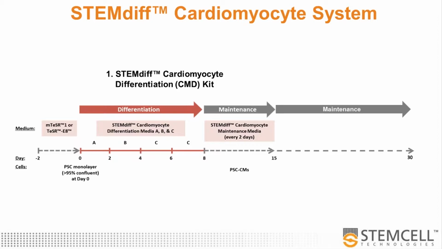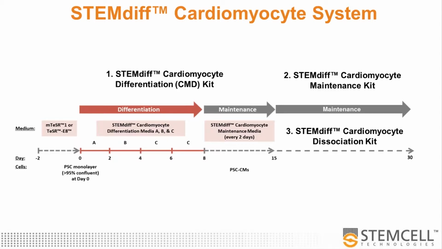Once at day 0, we go through three media changes, A, B, and C, every 48 hours. Then at day 8, once the cells reach progenitor state, we switch to maintenance media. Over the next 7 days, by day 15, you achieve a confluent monolayer of cardiomyocytes. The maintenance media can then be used to maintain the cells for a month or longer. The reason to use the maintenance media is that a lot of the electrophysiology assays in the field are used between day 25 and day 30.